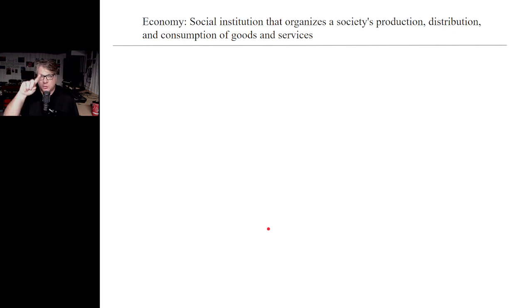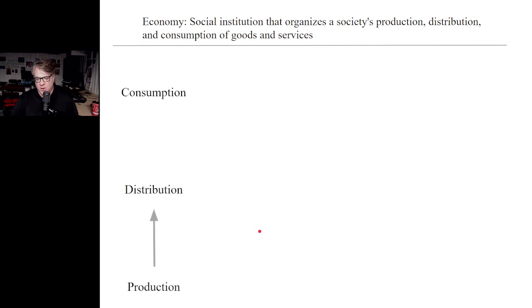So, again, it's a social institution that organizes a society's production, distribution, and consumption of goods and services. So here we go. We're going to isolate the economy and we're going to call that a commodity chain. So think about the modern economy as a collection of commodity chains. Whether it's oranges, Big Mac, chicken nuggets, burritos, whatever, anything that you can buy goes through a system of production, distribution, and consumption of goods and services.